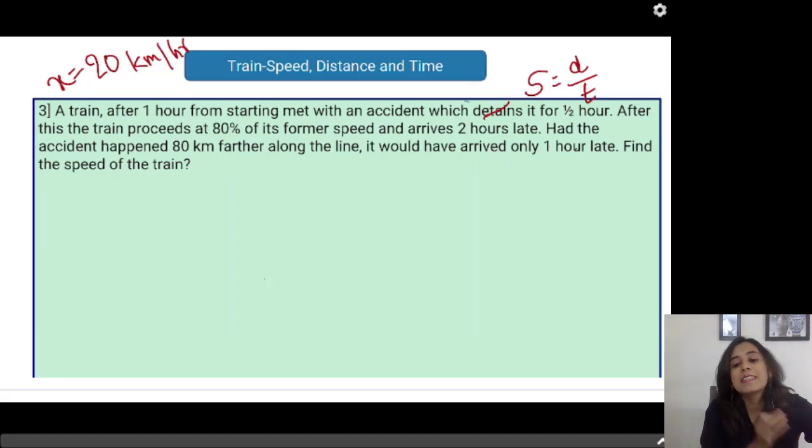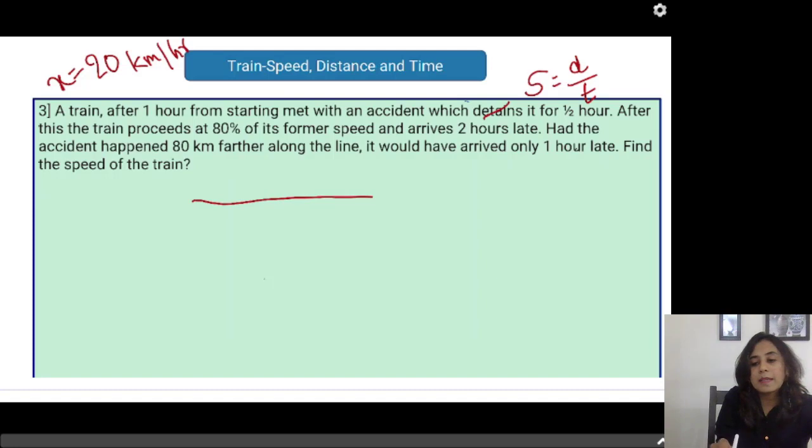Listen carefully, guys. This is an easy concept. If you understand it, you can get to the answer within a very short time. And questions like this are bound to come in most of the competitive exams. You just have to understand the logic behind solving these kinds of problems.